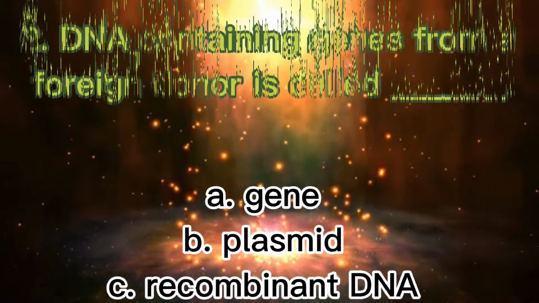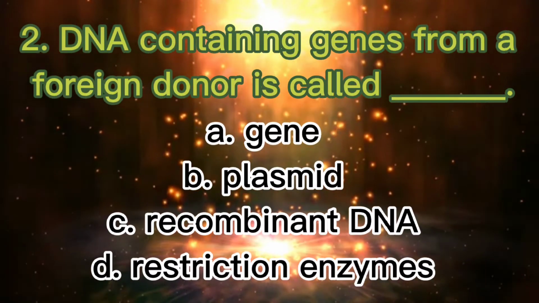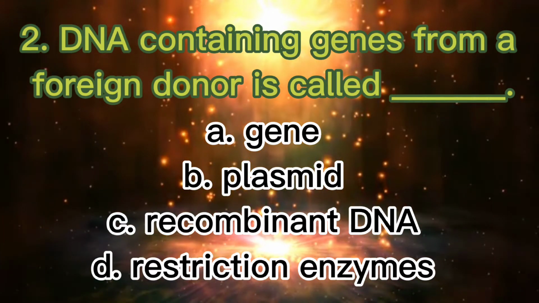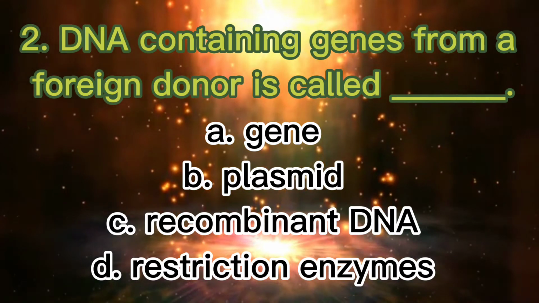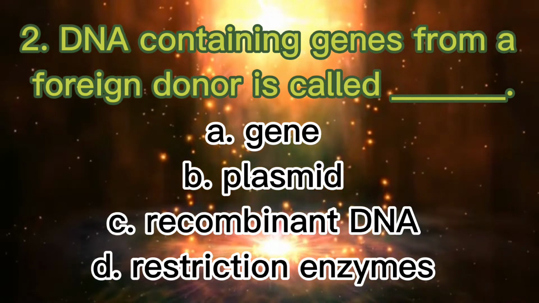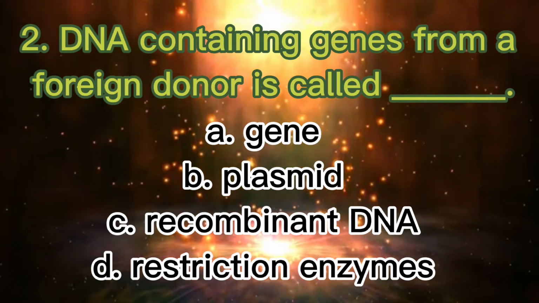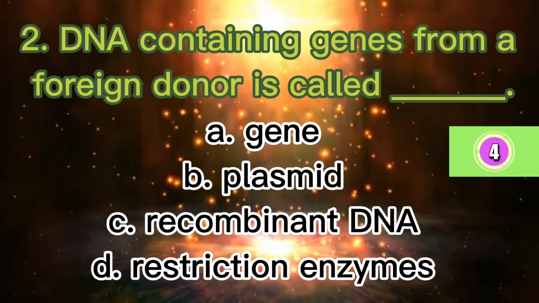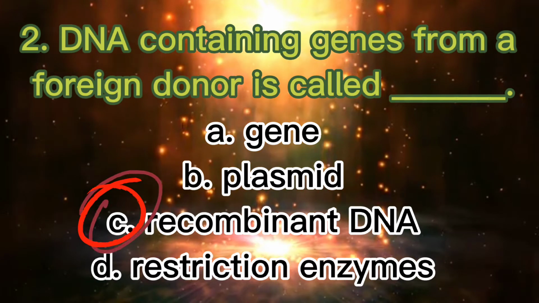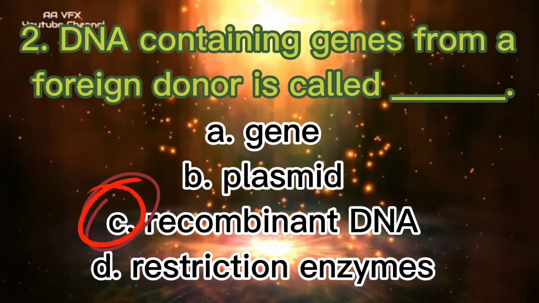Number 2. DNA containing genes from a foreign donor is called blank. Letter A. Gene. Letter B. Plasmid. Letter C. Recombinant DNA. And letter D. Restriction enzymes. You are correct. The answer is letter C.